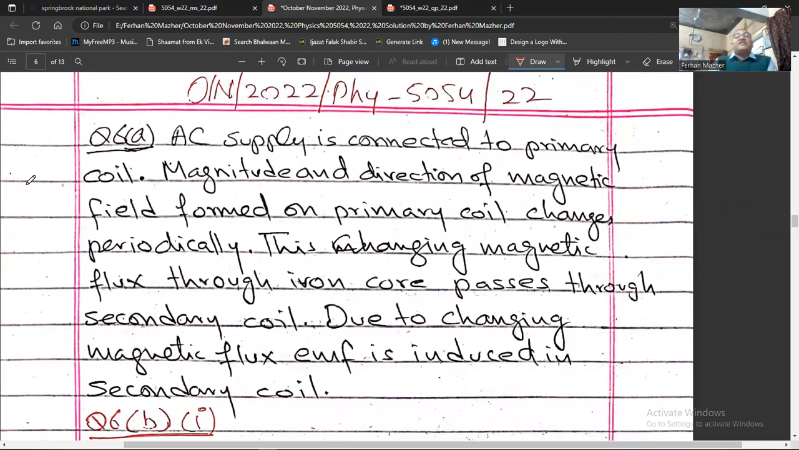AC supply is connected to the primary coil. The magnitude and direction of the magnetic field formed on the primary coil change periodically. This changing magnetic flux through the iron core passes through the secondary coil. Due to the changing magnetic flux, EMF is induced in the secondary coil. It's a 3 marks question.